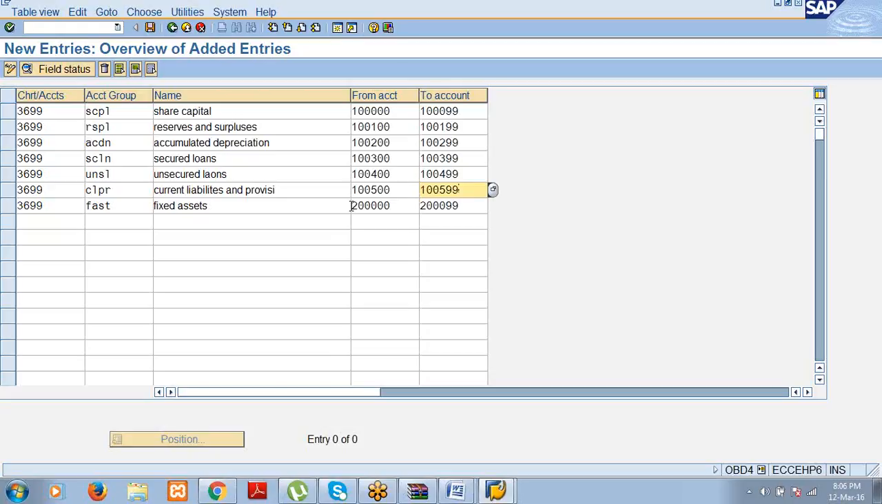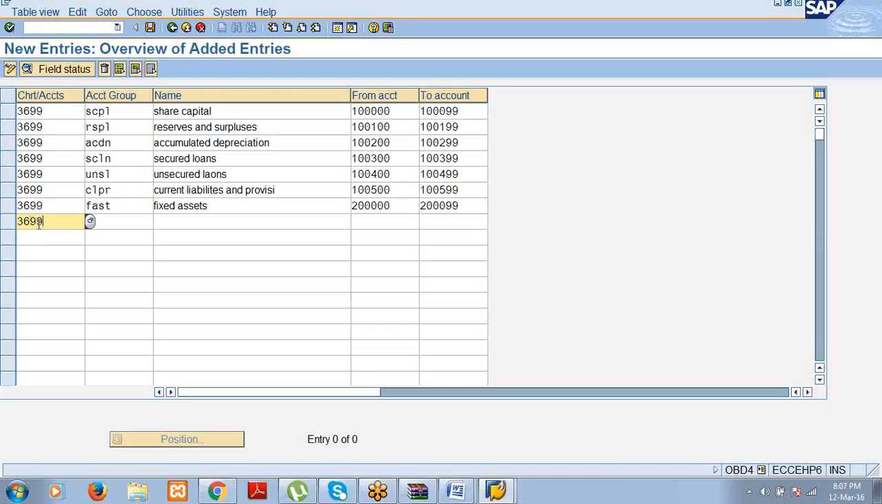Another reason is from the user point of view. For the convenience of the user, every GL account whose number starts with 1 is a liability account. Clear? Every GL account whose number starts with 2 is an asset account. That's why from the fixed assets, I am starting with 2 lakhs, nothing else. And it's not the rule only again.